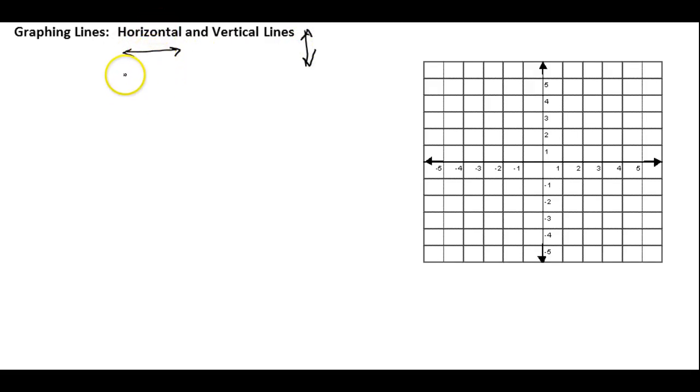But horizontal lines have equations that are just constant, and they are constantly equal to the y equals. Vertical lines are x equals some number. One of the ways that you can remember this is horizontal lines go through the y-axis. So this line would have the equation y equals 4, and it's a horizontal line.